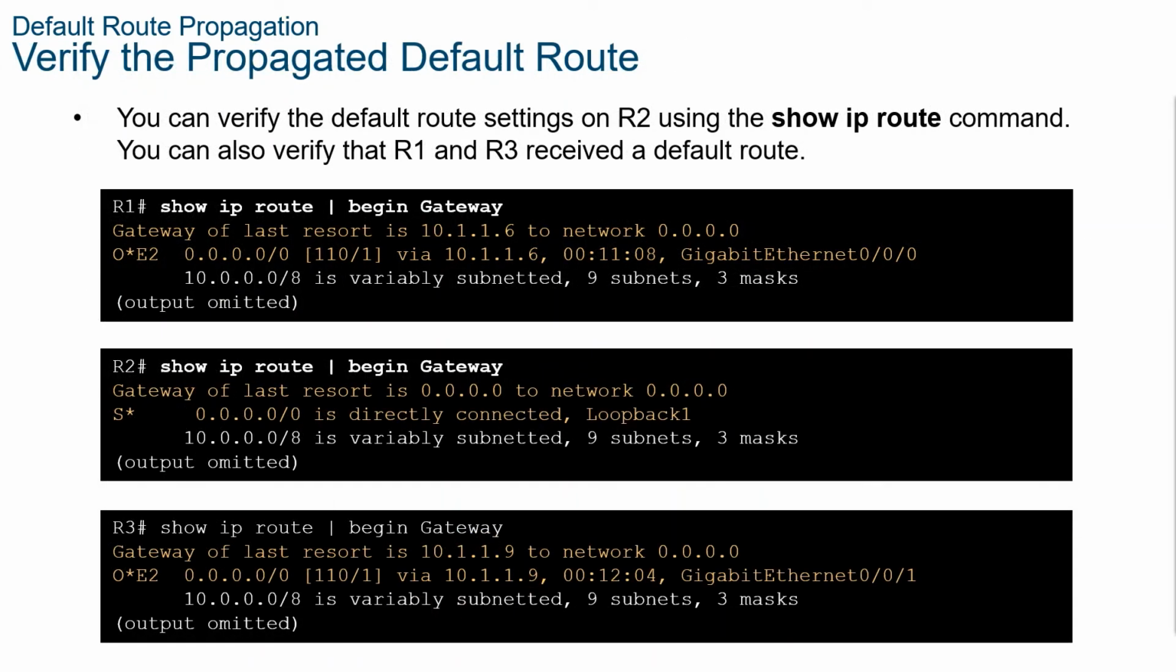Okay, so how do we verify the propagated default route? You can verify the default route settings on R2 using the show ip route command. Notice that the route source on R1 and R3 is O*E2, signifying that it was learned using OSPF version 2. The asterisk identifies this as a good candidate for the default route. The E2 designation identifies that it is an external route. The meaning of E1 and E2 is beyond the scope of this module. All right.